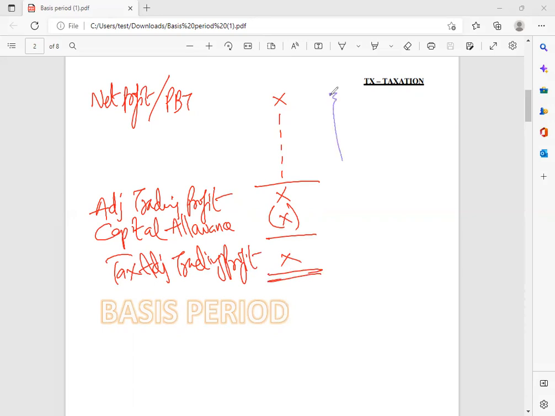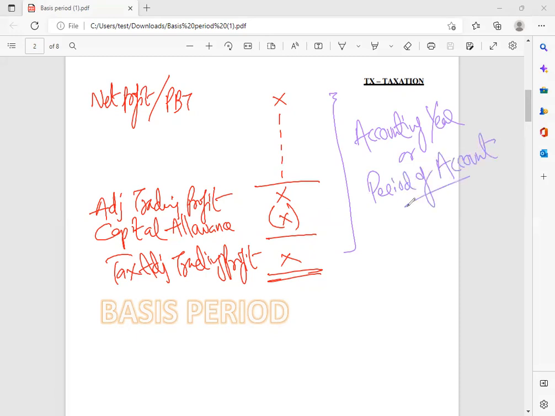Now this is all working, either we are talking about this or that or capital allowance. All this working is based on accounting year or period of accounts, right? We were ignoring the tax year while we were calculating adjusted trading profit, capital allowance, or tax adjusted trading profit. We were completely ignoring the tax year, right or wrong?